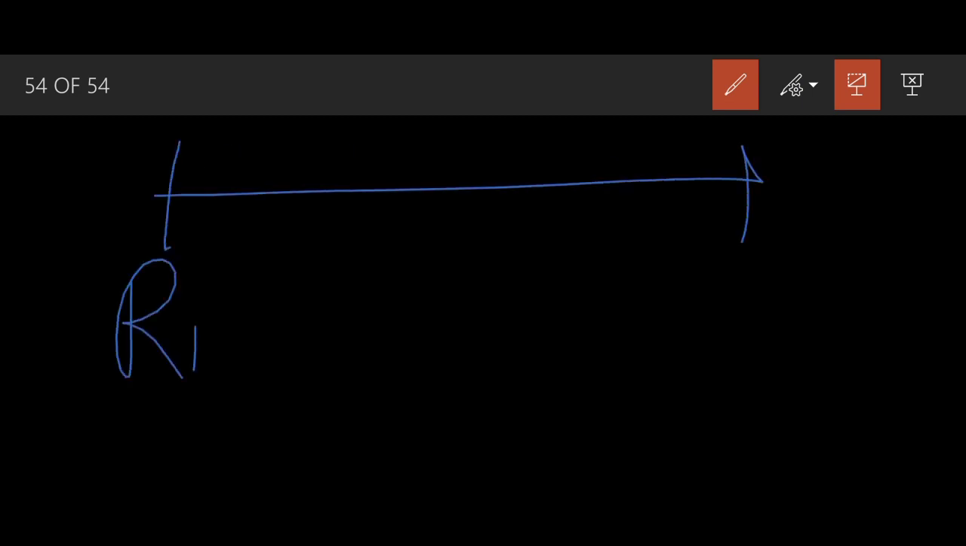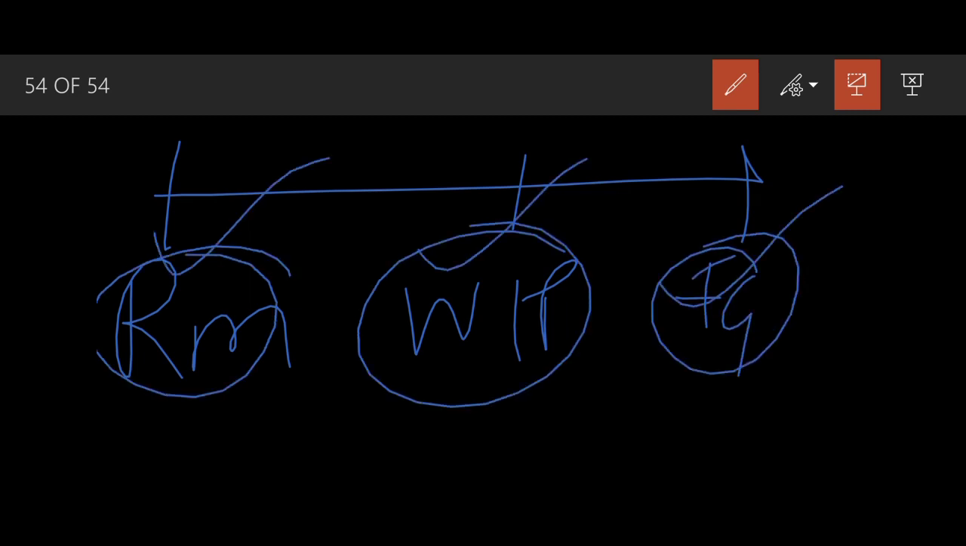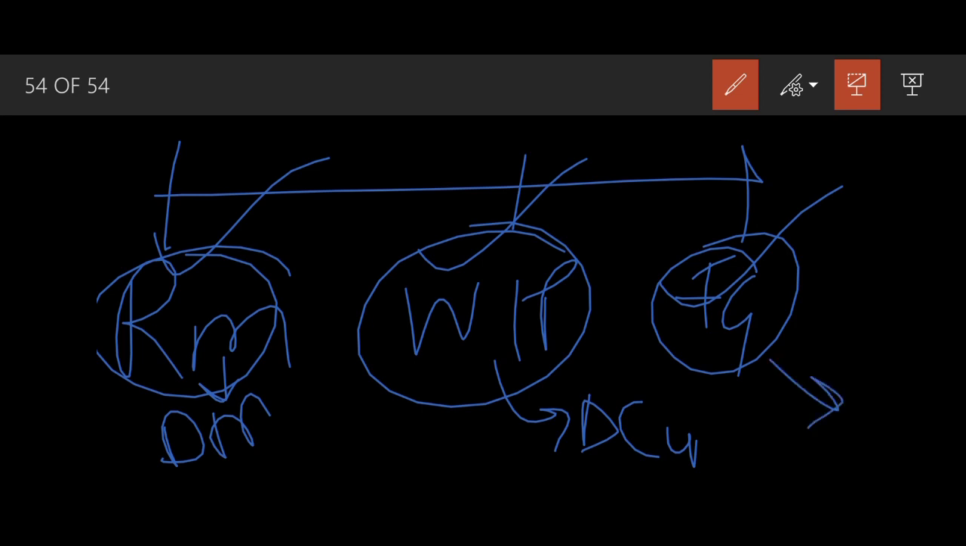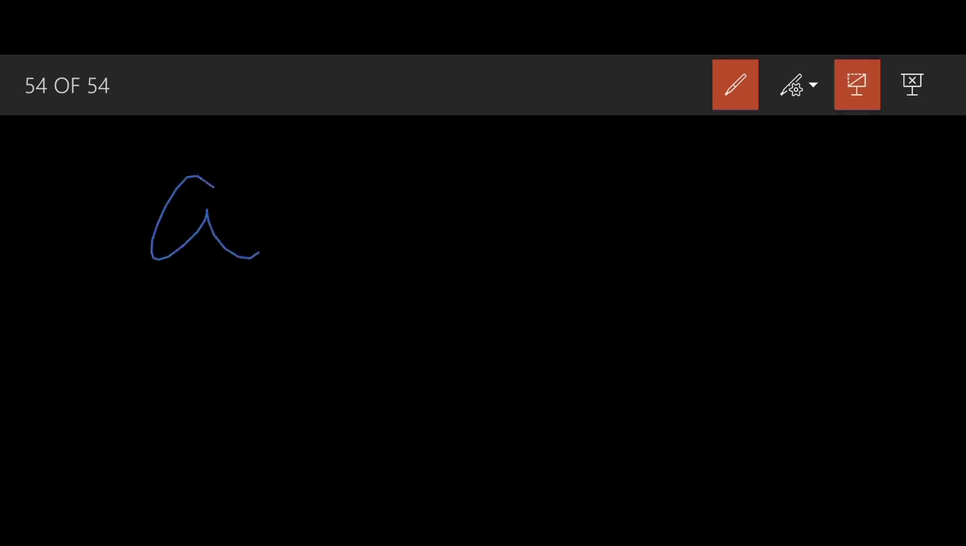As I told you, a product has three stages: raw material, WIP and finished goods. So you consider the opening and closing stocks of all three at different levels. This is included in direct material, this is included in change in inventory of WIP before fixed factory overheads, and this is included after cost of production. So if you add opening stock of finished goods to cost of production, you will get cost of goods available for sale.